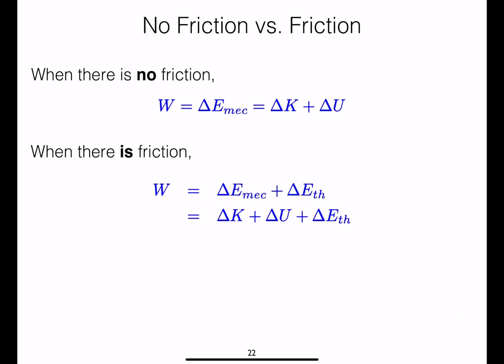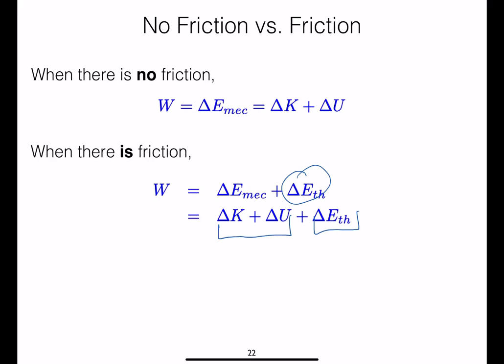So when we had no friction, work done equals change in mechanical energy, which was the sum of kinetic energy plus the sum of potential energy. Now we are adding this E thermal. So when there is friction, we add this thermal energy: work done equals change in mechanical energy plus change in thermal energy. So we had this term, and we are adding this extra term now.